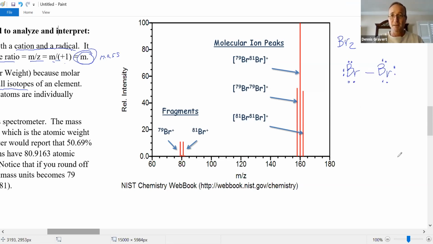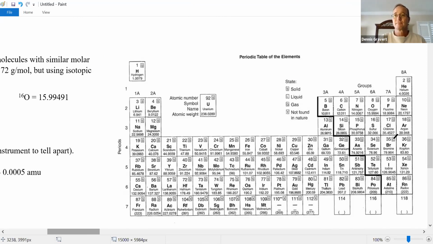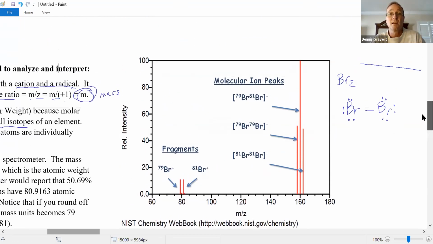We can go to the periodic table. Where did I hide it? Right here. And we can look up the atomic mass of bromine. It's right over here, element 35. It's 79.904. So if you go weigh out some liquid bromine, that's the number you want to use to calculate the molar mass of Br2.